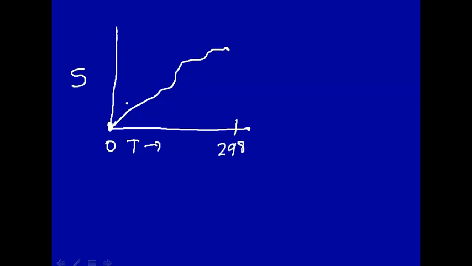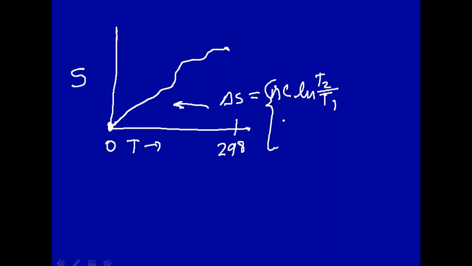This means that, and how do you calculate these changes? Remember from the lecture that delta S can be equal to what? N times heat capacity times the natural log of the final temperature divided by the initial temperature, T1. There are a lot of ways to calculate it, or delta S can be equal to Q reversible over T for a phase change, and so on. So you can actually calculate entropy changes.